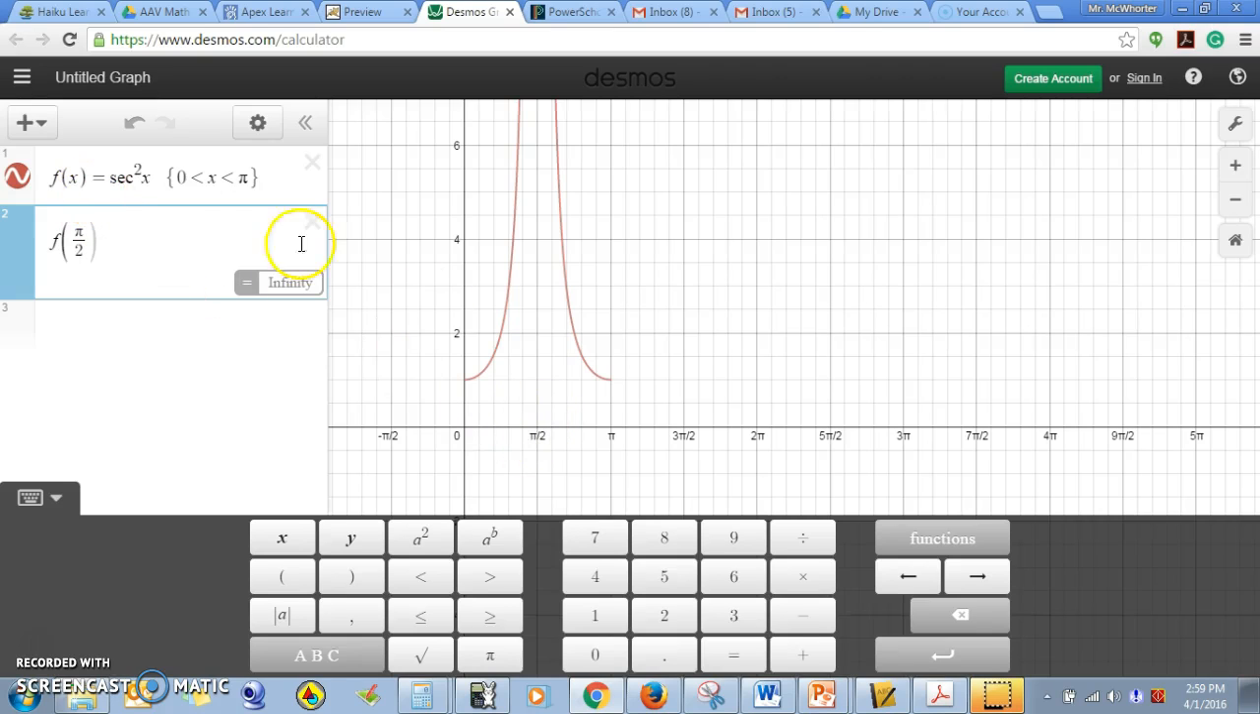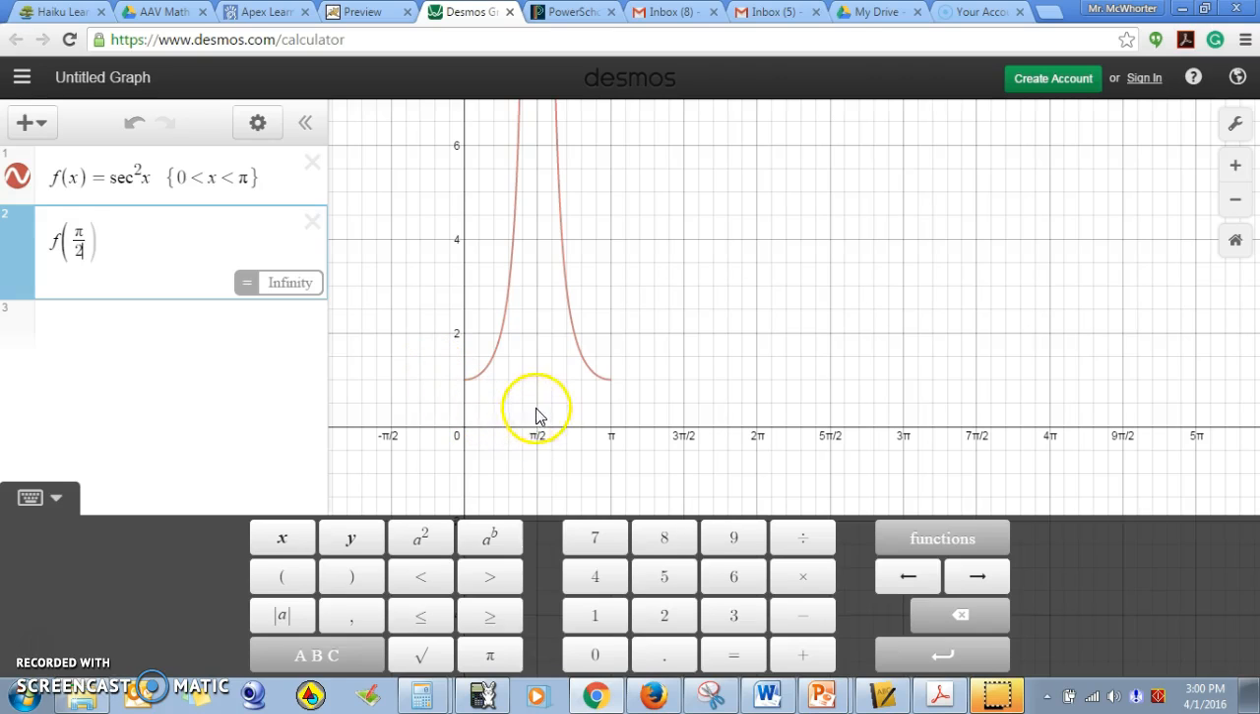Because you're doing secant of pi over 2 squared. Secant is 1 over cosine. Cosine of pi over 2 is 0. So you're doing 1 over 0 squared. So 1 over 0 is undefined. So later on in calculus, you'll learn how to show that it's infinity, but not in this course.